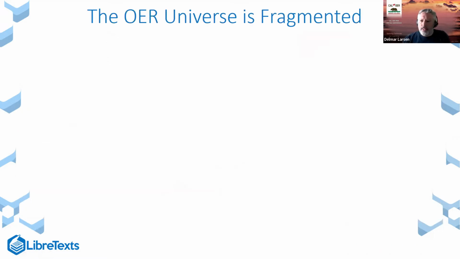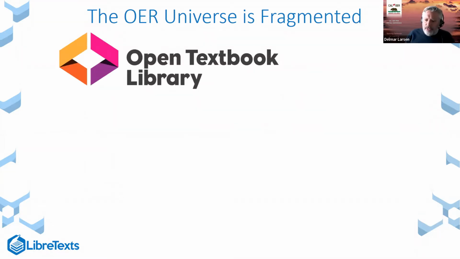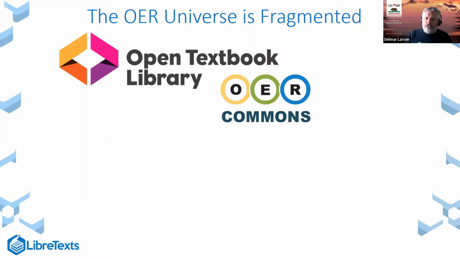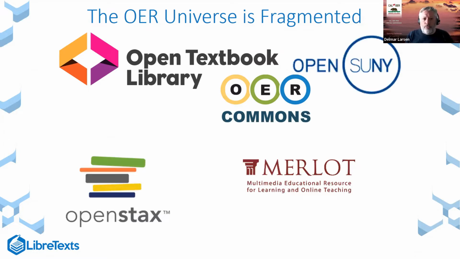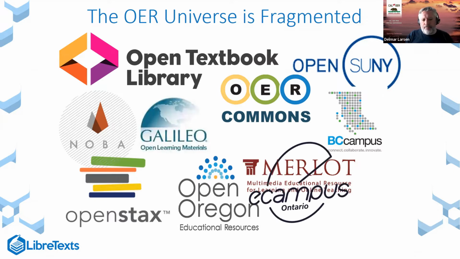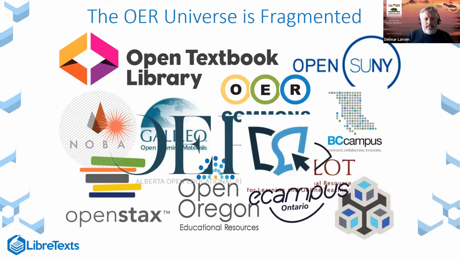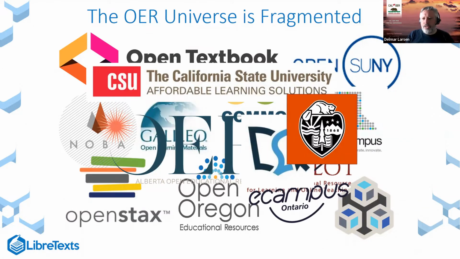So let's start again with the libraries. First I should comment about what the libraries are, or why the libraries existed. OER content can be found in a variety of different places. You can find links to content in the Open Textbook Library. It's a repository. OER Commons is largely a repository, although they do have some authoring capabilities. OpenStax has content, Merlot has content and repository, OpenSUNY, Galileo, Open Oregon, NOVA, BC Campus, eCampus Ontario, Alberta, Hawaii, Saylor, California State University, Oregon, and a wide selection of other resources across the net. What this means is that the OER content in the world is heavily fragmented, distributed in a variety of different places.